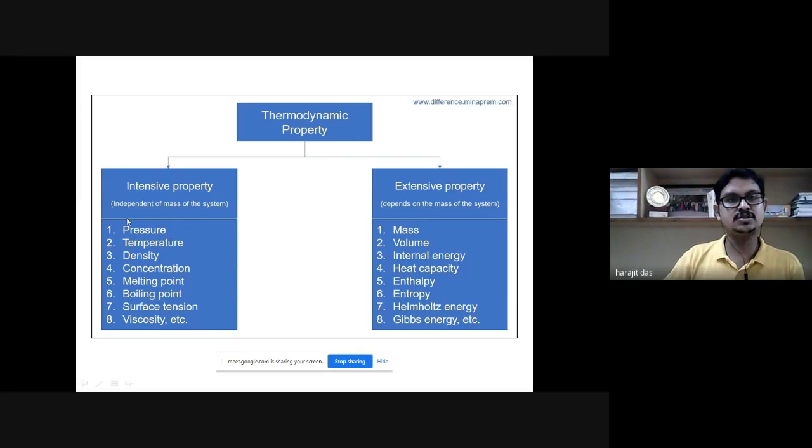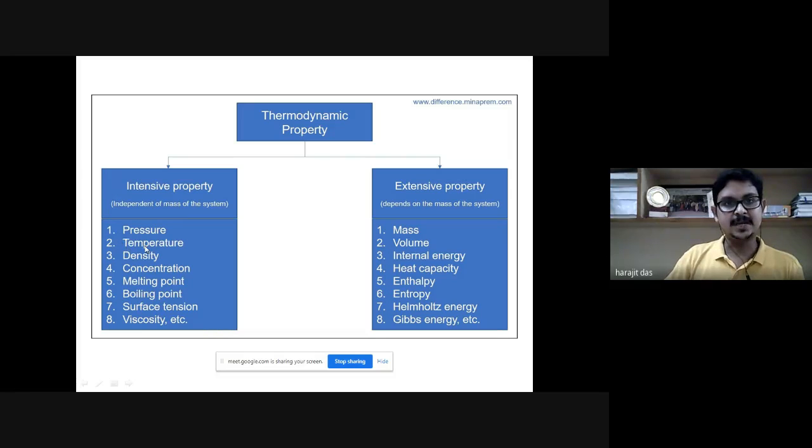influence the property of the system. That means pressure is not influenced by the mass of the system. Let us consider 1000 molecules, whatever the pressure may be, for 10 lakh molecules also that pressure may be there. So pressure is independent of the quantity of matter.